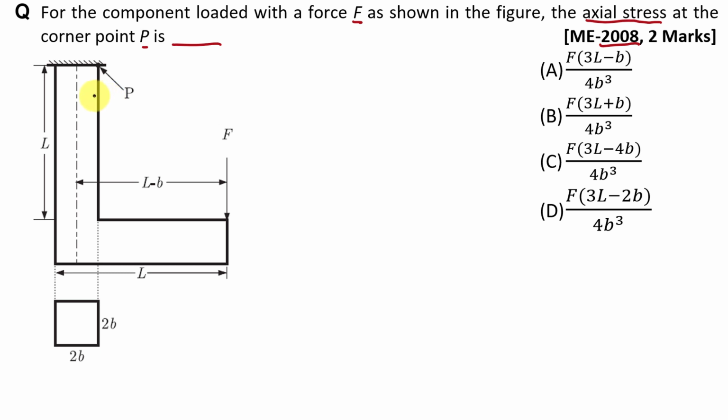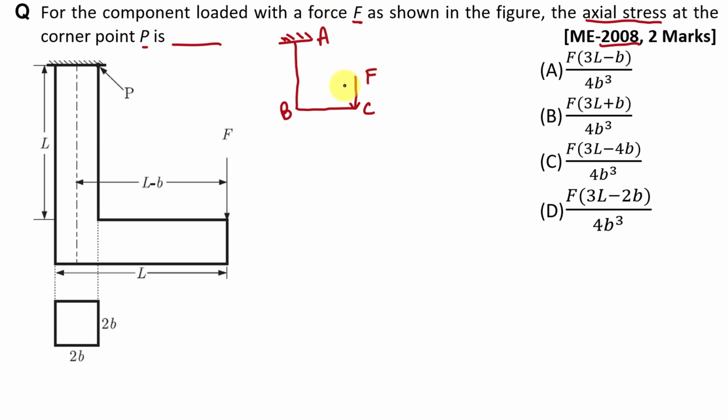Now here if we draw the line diagram of this component, then this is the fixed end and this will be the line diagram of this component, right? Let's say this point is point A, this is point B and this is point C. So here we can assume that this component is the combination of two components, component AB and component BC, right? Here this F force is acting at this end C. Value of this load is F.